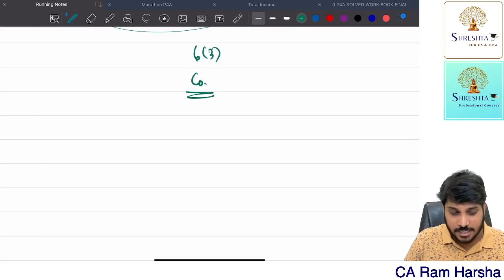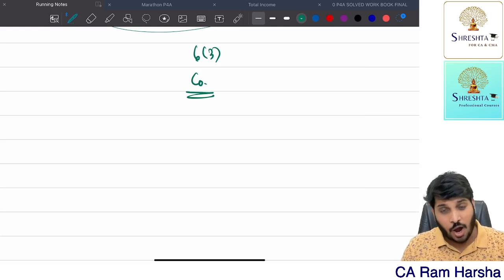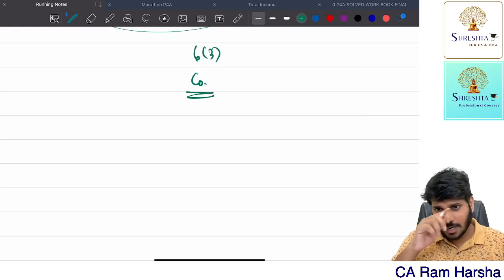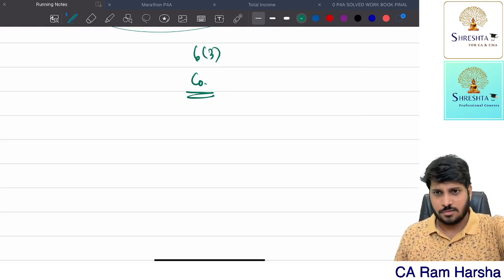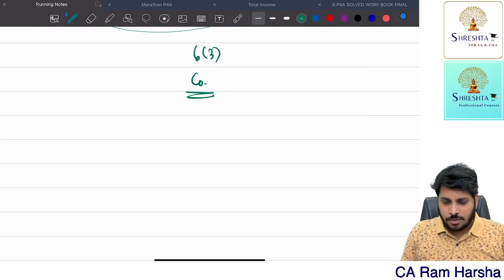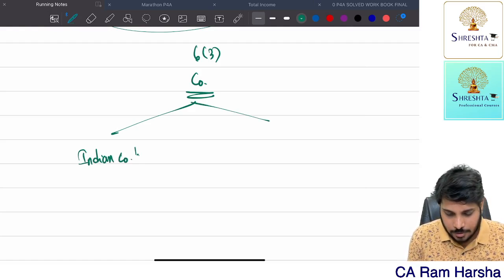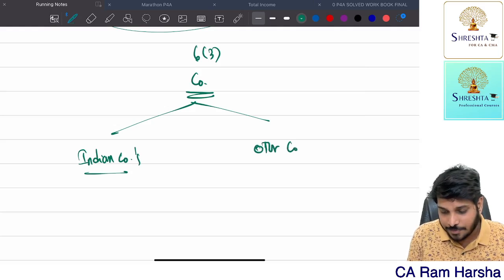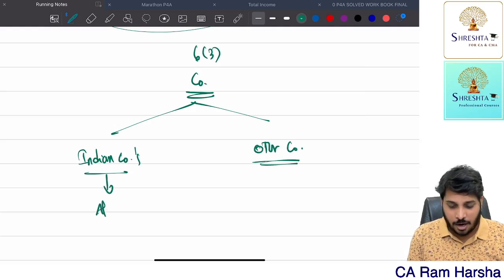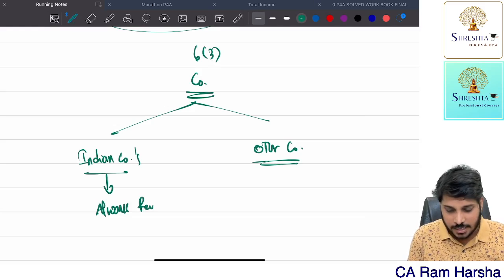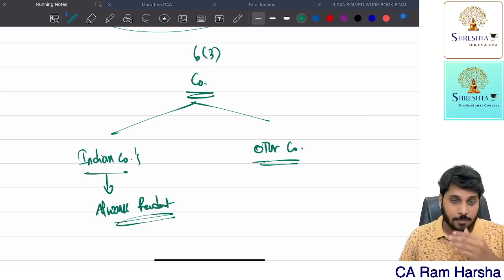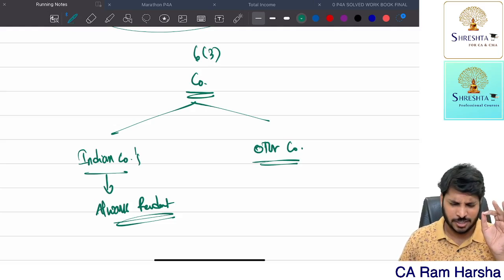How to decide residential status for companies? Now, companies are broadly 2 types: Indian companies and other companies. Indian company, always a resident. What is an Indian company? A company which is registered, incorporated under Companies Act 2013, Companies Act 1956, or whatever previous act. They are all Indian companies.